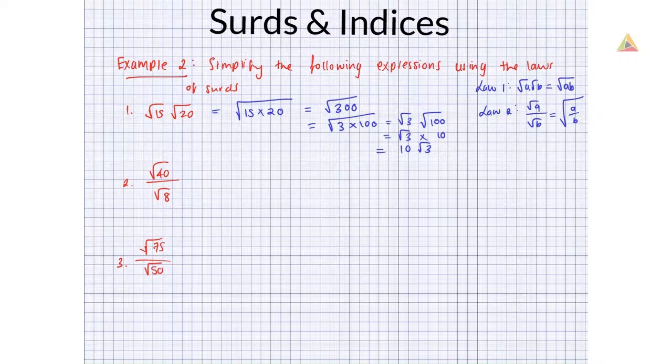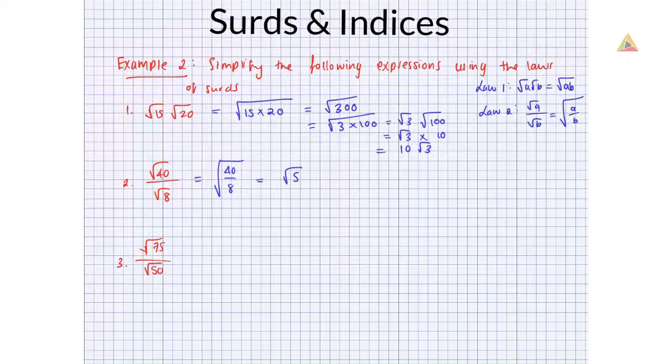So you have root 40 over root 8, which is the same as saying the root of 40 over 8. So that's using the law. 40 divided by 8 is 5. So if you actually divide 40 by 8, it works out, so you get root 5. And that's the answer to question 2.